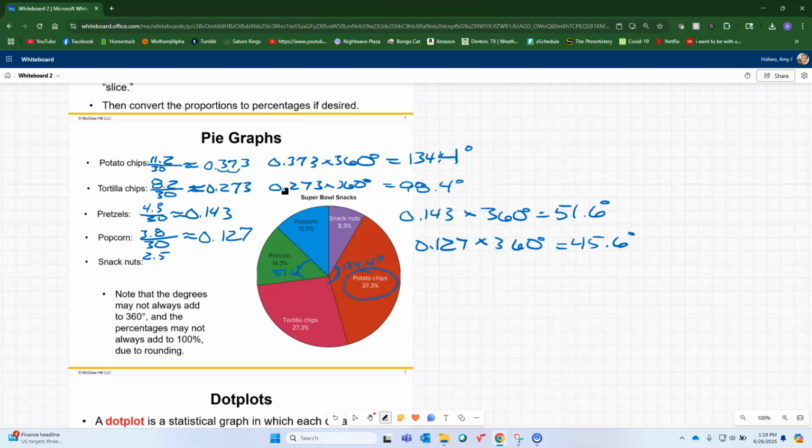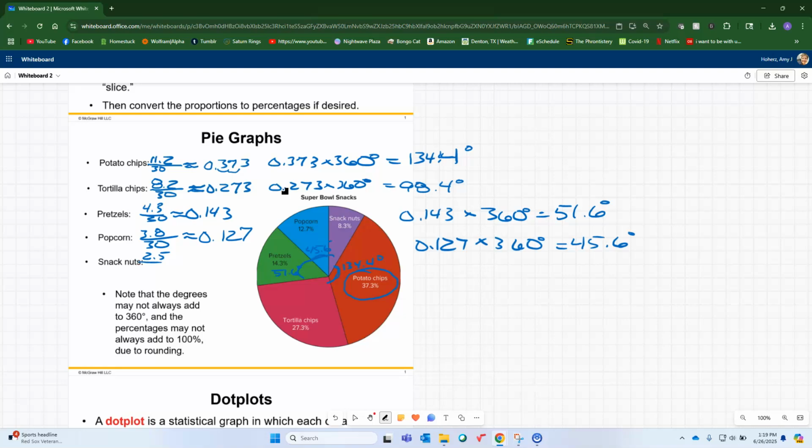Pretzels, popcorn. Yes, so we can match up the popcorn here, the 0.127 with the 12.7%. Sorry, I was looking at the wrong number. So 12.7% or 0.127 is the popcorn. And then again, that would be this part in here, that's the 45.6 degrees.